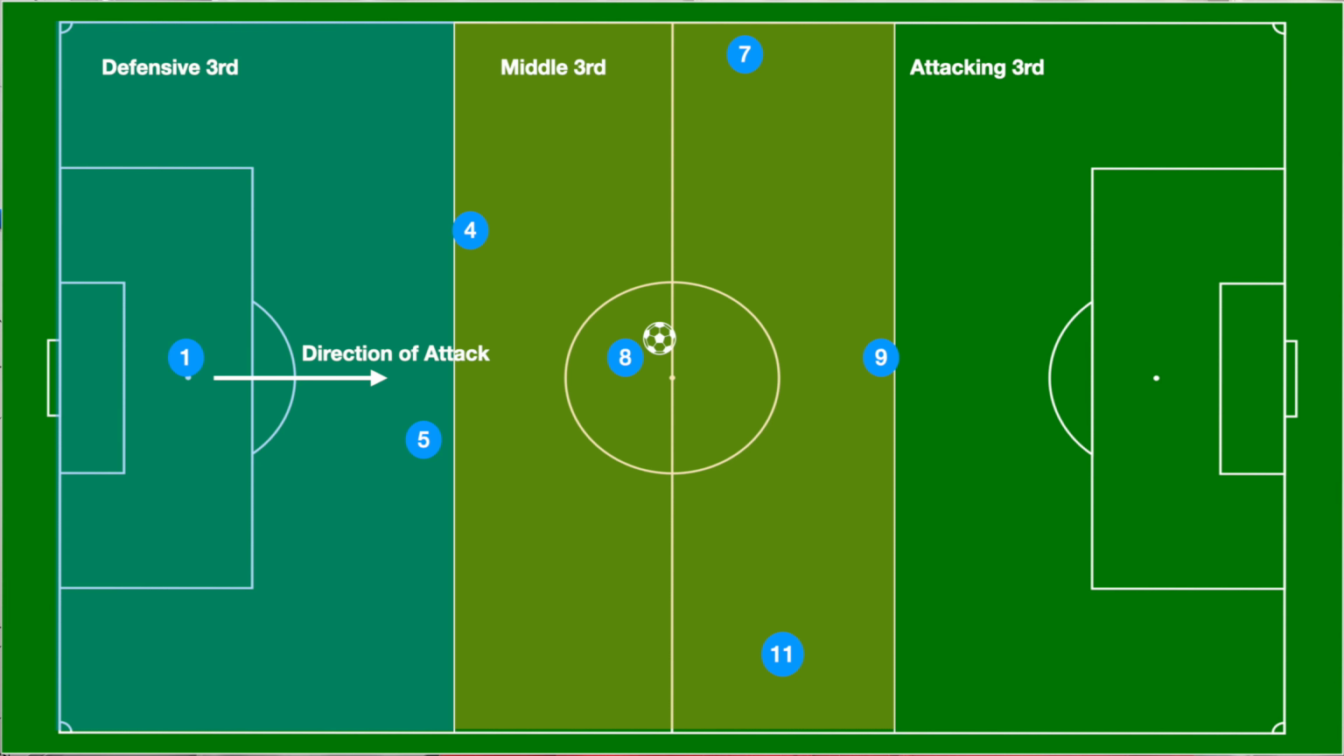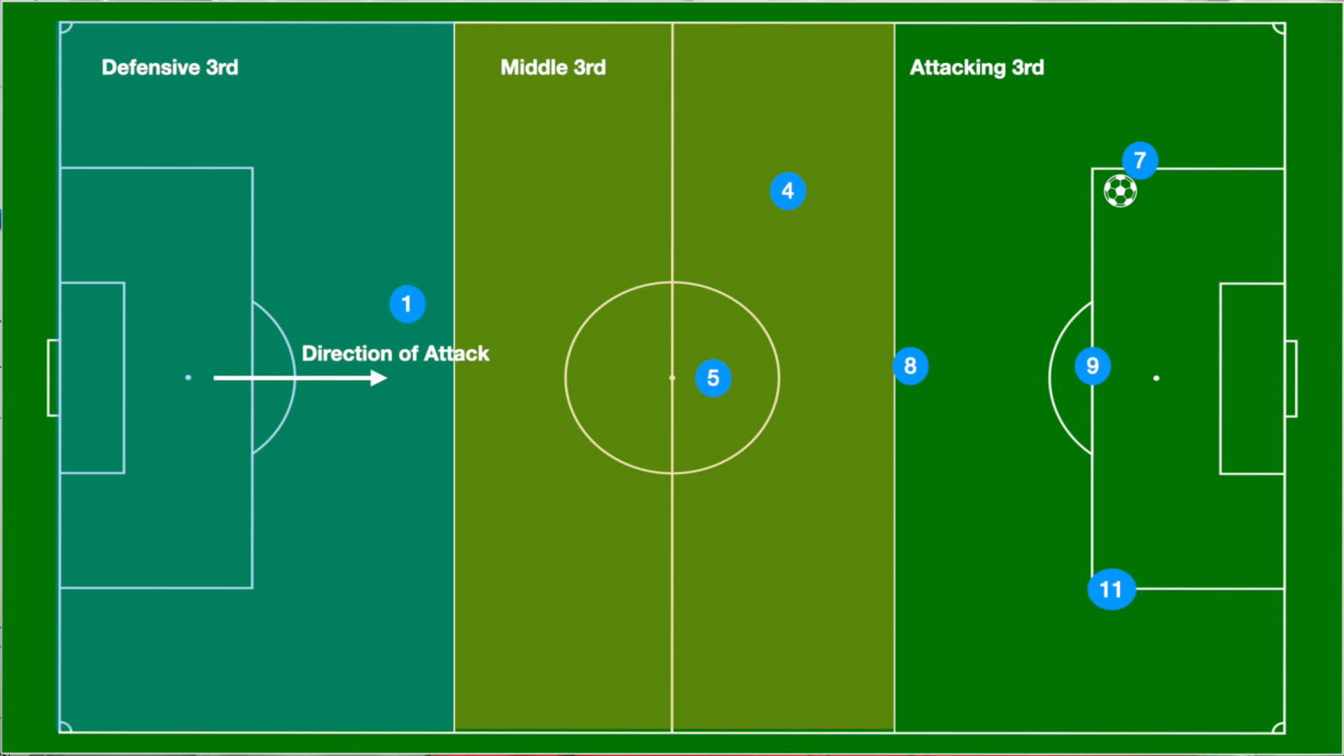But now we're in the middle third. Now we're in that transition zone where we're trying to make the field as big as possible, make the defenders try and cover as big a space as possible, which we know is hard to do. And then finally, we're in the attacking third here. Now we're looking to create goal scoring opportunities. We're looking to come back in closer to the net.